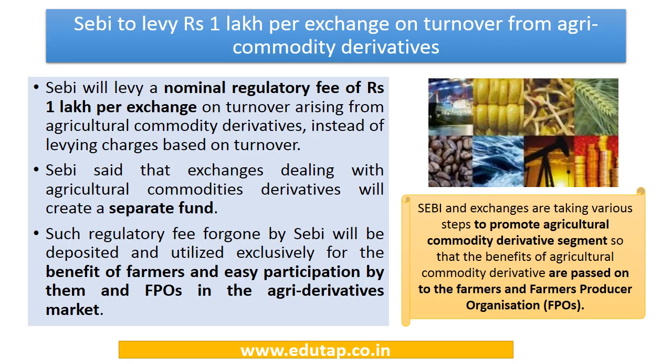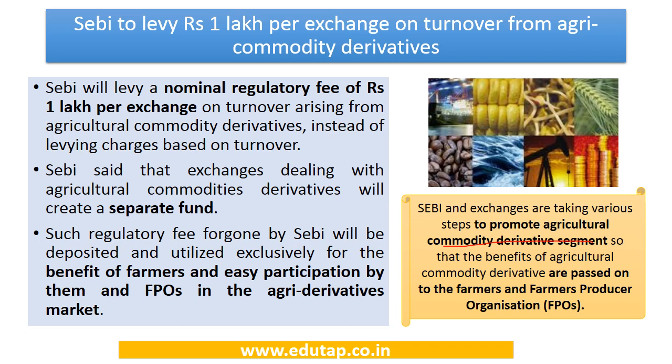Next is SEBI to levy rupees 1 lakh per exchange on turnover from agri commodity derivatives. Now SEBI and stock exchanges are taking various steps to promote the agricultural commodity derivative segment in the country. The reason is that this kind of segment involves the participation of farmers as well as farmer producer organizations. So in order to promote these, they are taking certain actions.